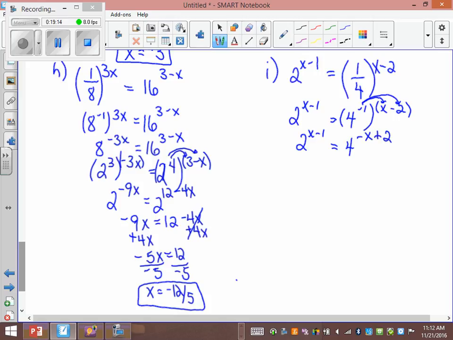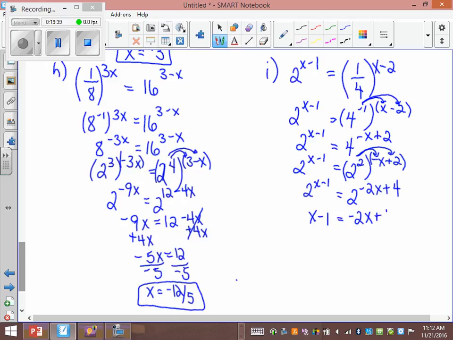And I can make them both be base 2. This one already is base 2. 4 is 2 squared. Now we go 2 to the x minus 1 equals 2 to the negative 2x plus 4. Because remember, we have to distribute negative 2x plus 4. And now I can go x minus 1 equals negative 2x plus 4.